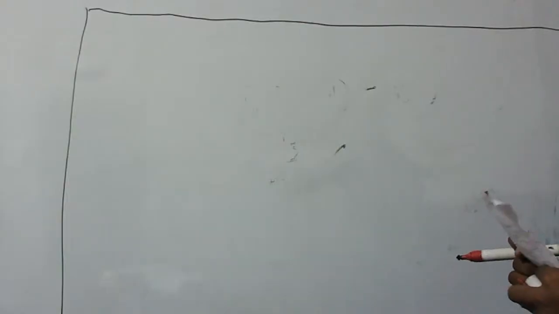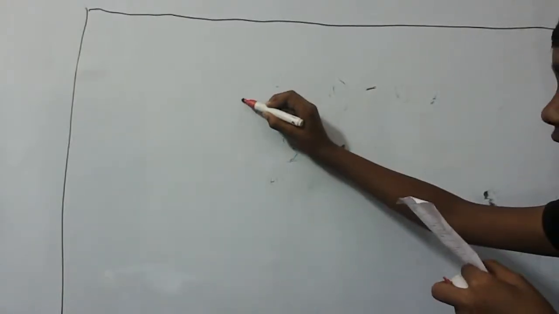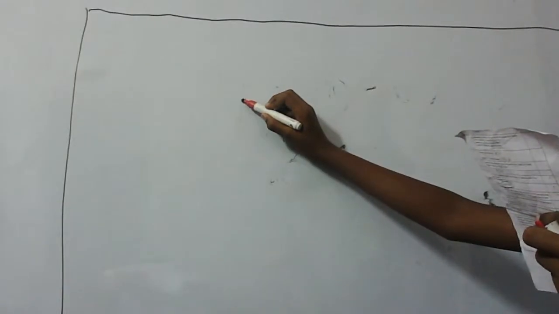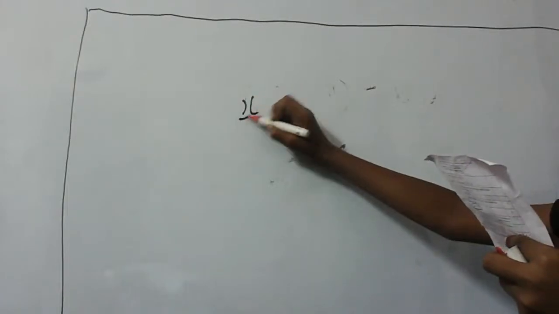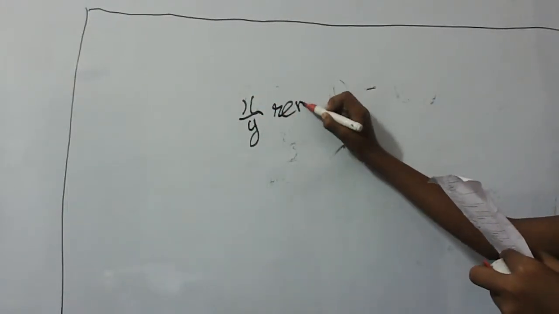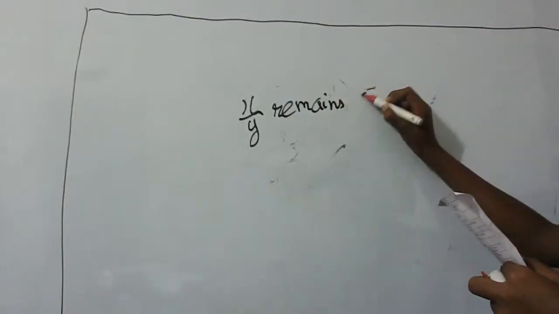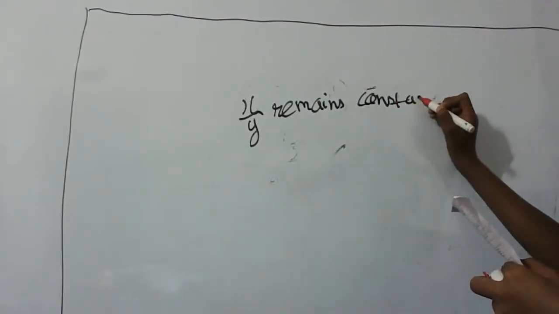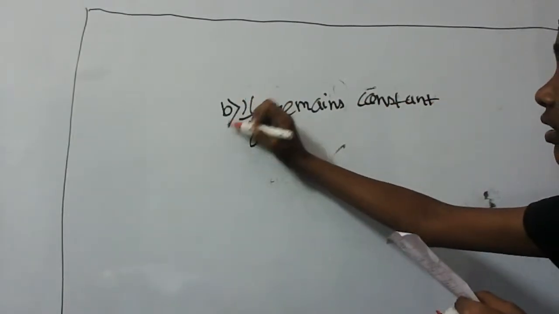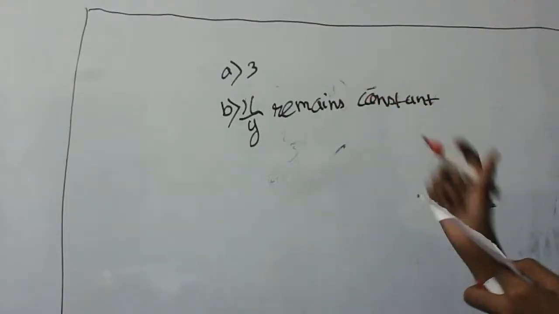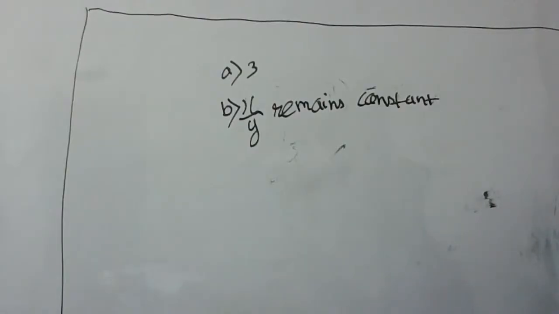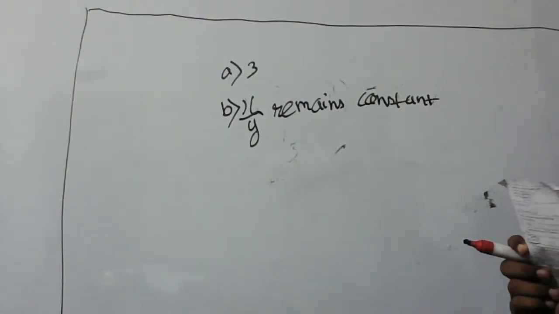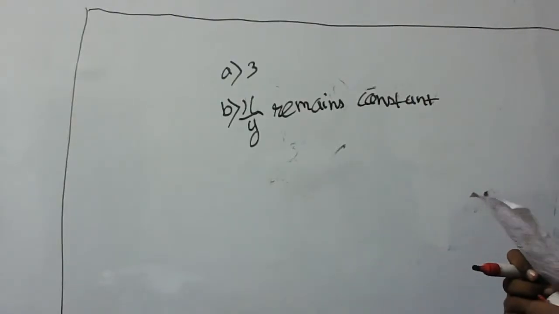Next question. If two quantities x and y vary directly with each other, then we know that in direct variation x by y remains constant. So the answer will be x by y remains constant. Next, discount is always calculated on. We know that discount is always calculated on mark price, which is marked on the item which is sold.